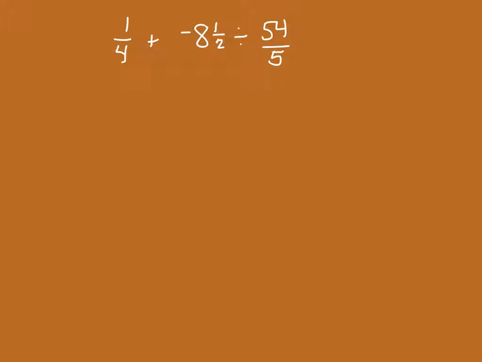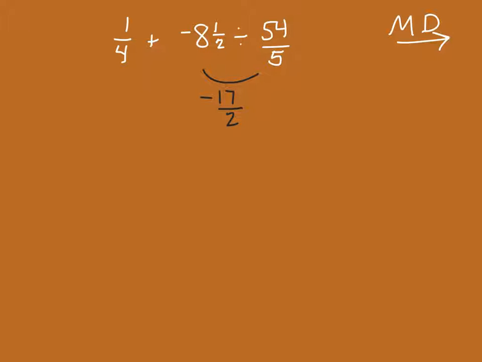I no longer have any exponents. So the next thing I need to do is multiply and divide in order from left to right. So I've got some division to deal with right here. I know if I'm going to divide fractions, the very first thing I need to do is change that mixed number into an improper fraction. So that becomes 8 times 2 is 16 plus 1 more is 17. Don't forget the negative sign.